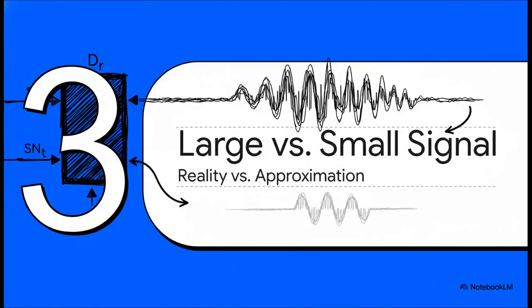This brings us right to the heart of our discussion today. We've got this transistor, and we know it has this complex, nonlinear behavior. So how on earth do we analyze it in a real circuit without pulling our hair out? This is where we draw a line in the sand between the full, complicated reality, what we call large signal operation, and a really clever, really powerful approximation called small signal operation.